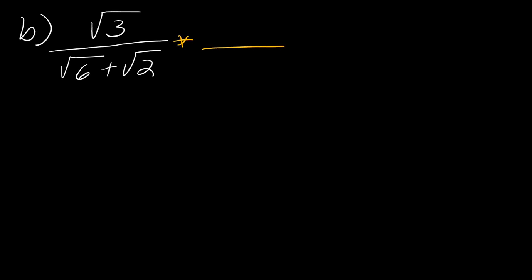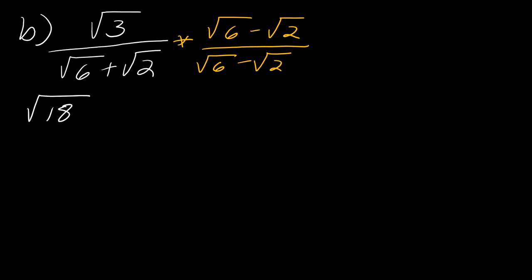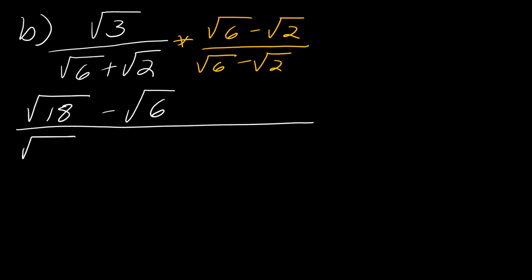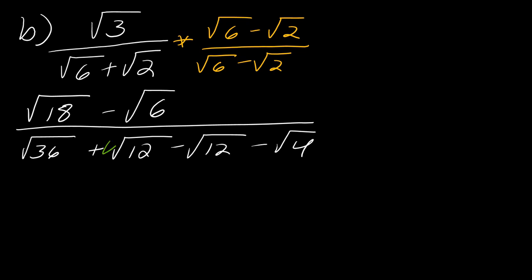Okay, so this is going to be square root of 6 minus square root of 2, multiplied on the top and on the bottom. So this is going to be on top, square root of 18 minus the square root of 6. And in the bottom, this is square root of 36 plus square root of 12 minus the square root of 12 minus the square root of 4. And so these square roots of 12 cancel each other out.